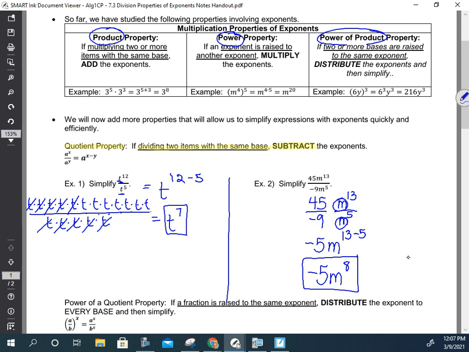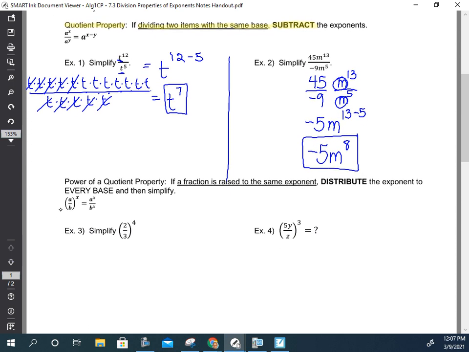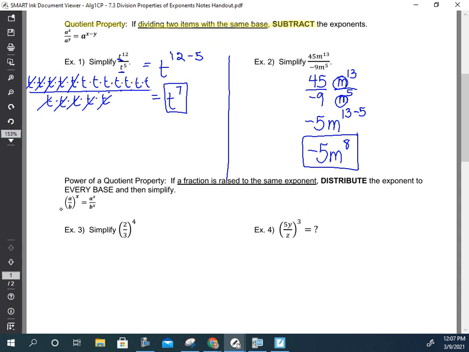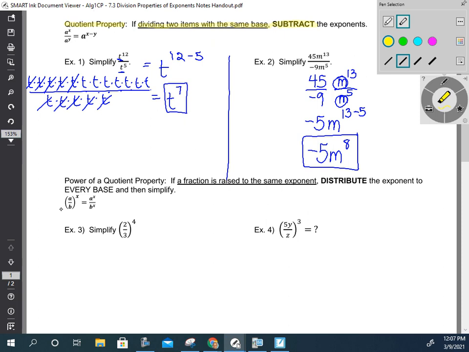So that's the quotient property. See, quick, simple, and relatively painless. Questions on 1 or 2? Of course, when you are doing your notes, definitely make sure you got both the examples.